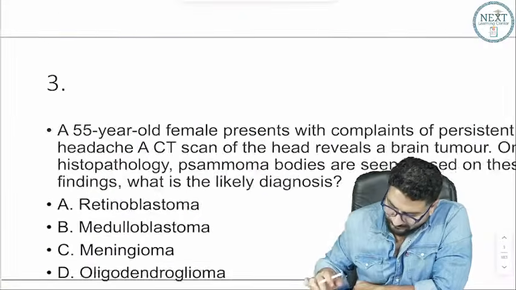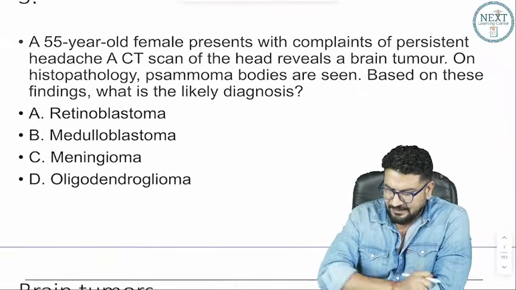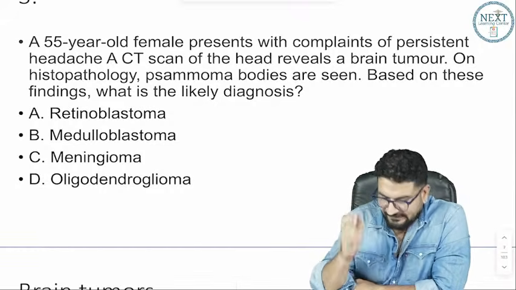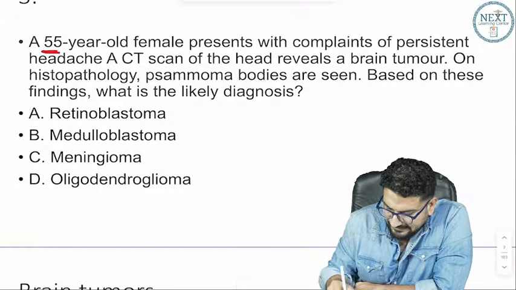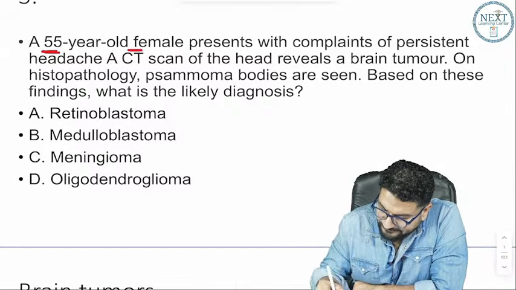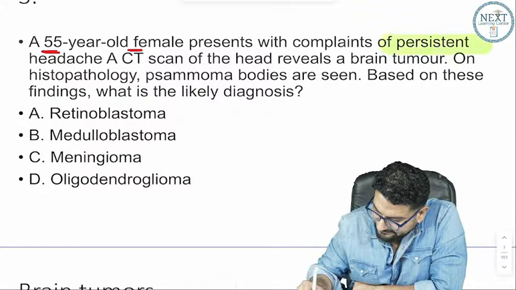So what is that topic? Let's see. A 55-year-old female. The first hint in the question is, remember, always age. So focus on the age, 55. Then the hint is sex, female, complaint of persistent headache. So this female is having persistent headache.